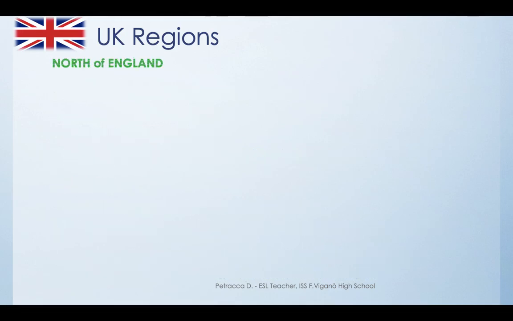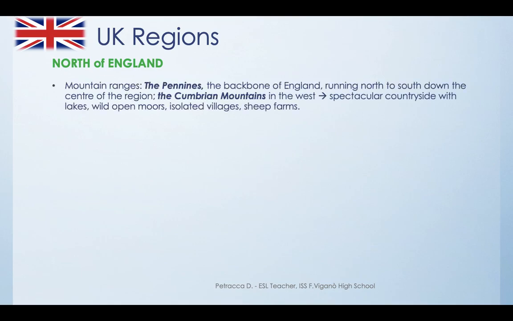Among other regions, let's focus on North of England. North of England is characterized by mountain ranges like the Pennines, which are considered the backbone of England. They run north to south down the center of the region. There are also the Cambrian Mountains in the west, which are a spectacular countryside with lakes, open moors, isolated villages, and sheep farms.